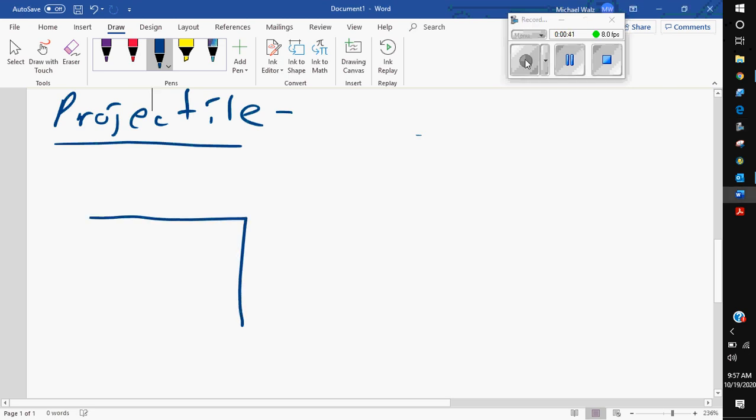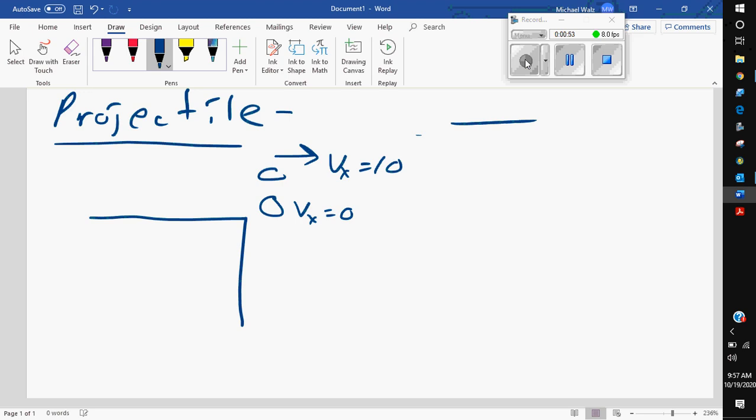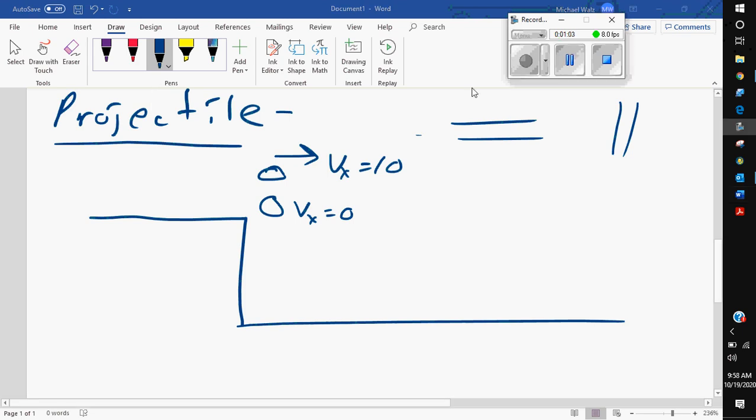Let's just say that we have a ball here that's being dropped. It has an initial x velocity of 0, and then we have a ball that's being shot with an initial x velocity of 10. Remember, x is the horizontal, y is the vertical. So the question is, which one hits the ground first? This is a bad picture because the one shot at 10 should be at the same level. So just imagine that the one that's shot at 10 is at the same level as the one that's going to be dropped straight down. Which one hits the ground first?